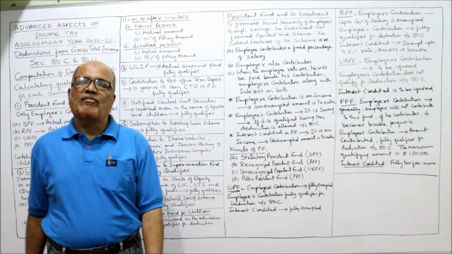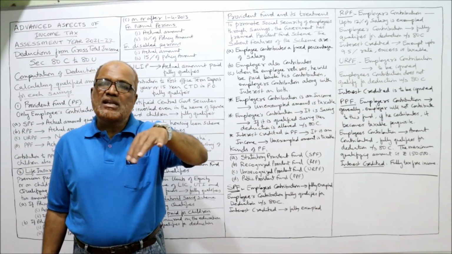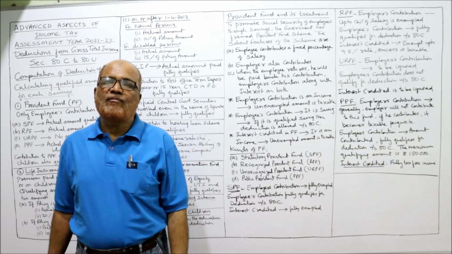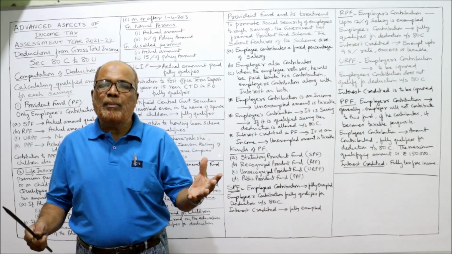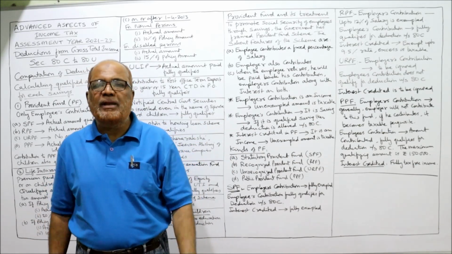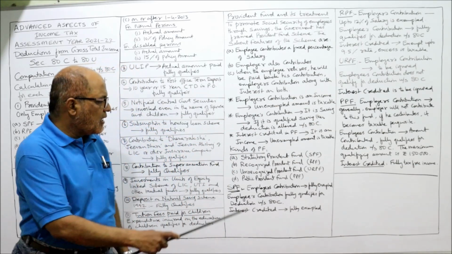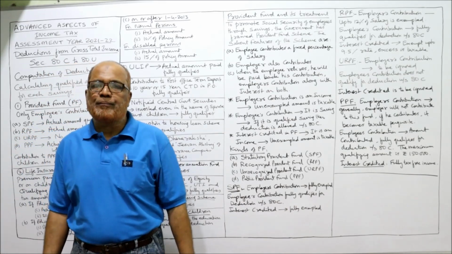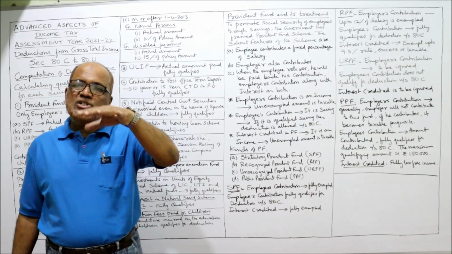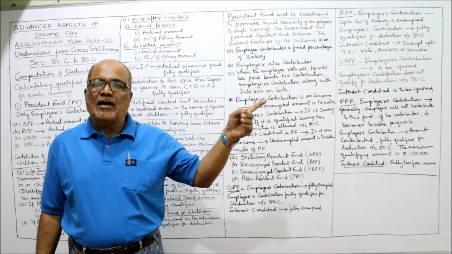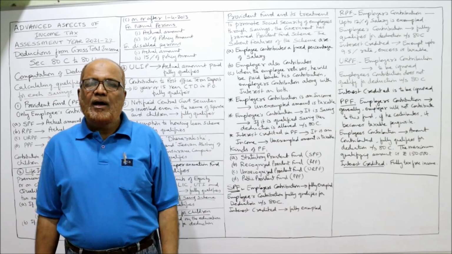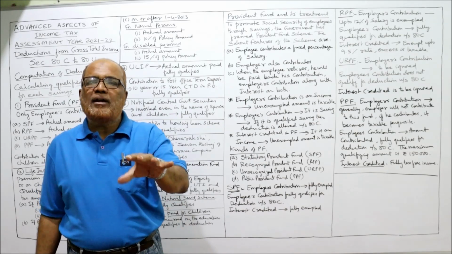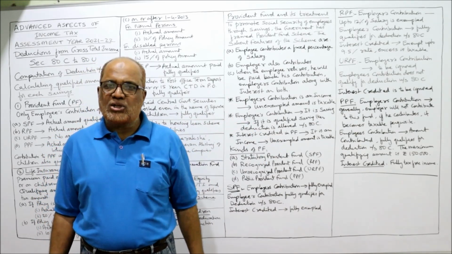And recognized provident fund. A provident fund which is recognized by the Commissioner of Income Tax, that is called RPF. This RPF will be maintained by private sector and public sector organizations. Then, unrecognized provident fund. A provident fund which is not at all recognized by the Commissioner of Income Tax, that is called URPF. And this URPF will be maintained only by private organizations.